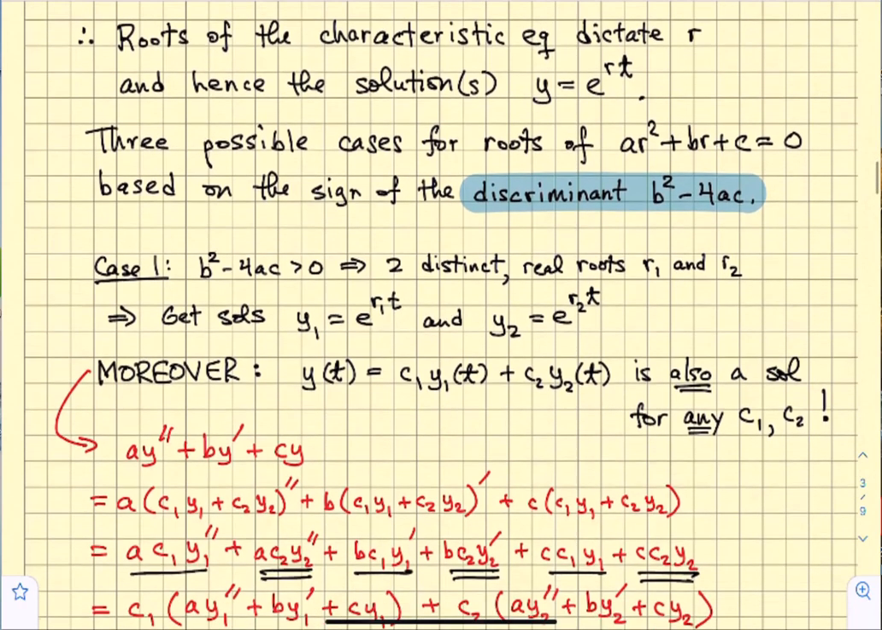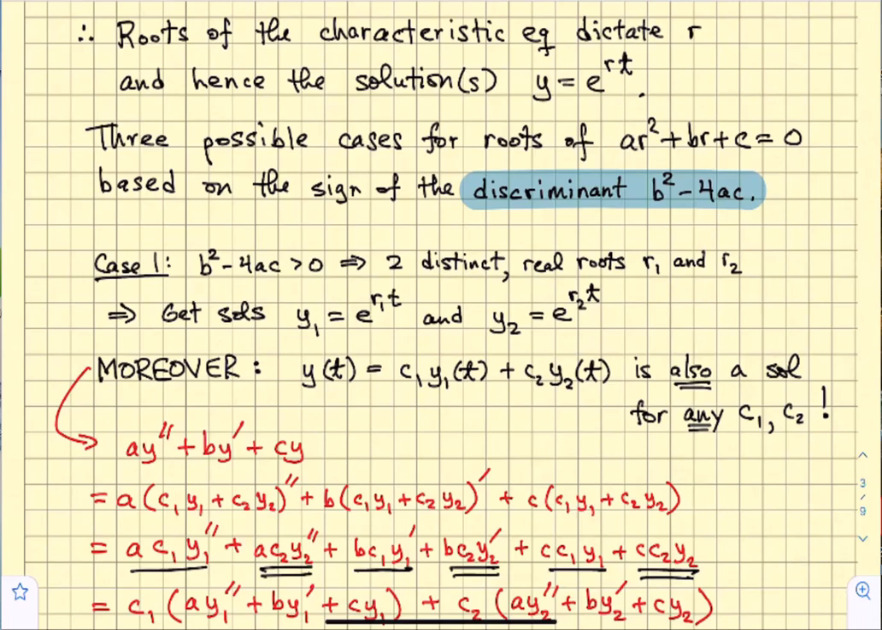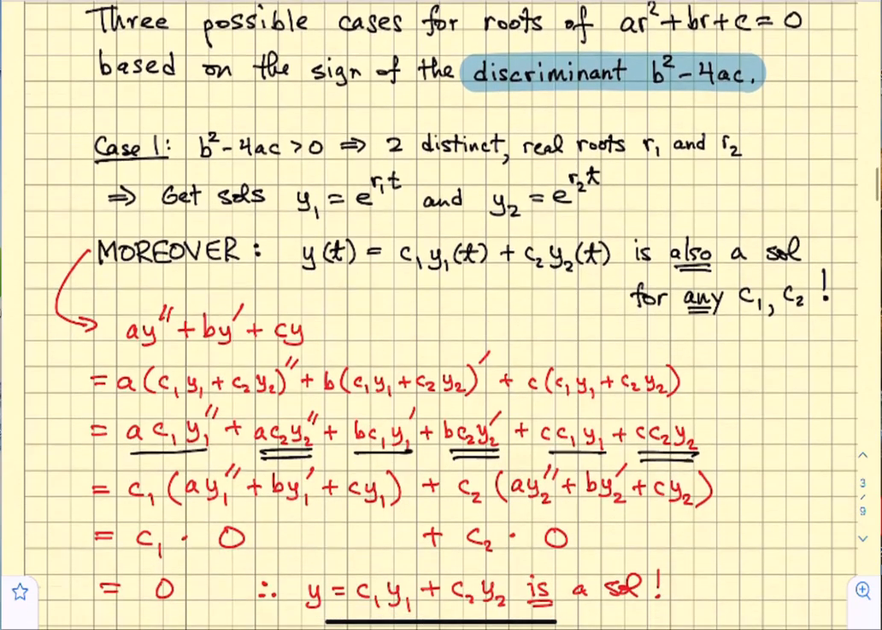So let's just make sure that you're tracking with me here. We found the roots r1 and r2 in case 1. We got two distinct real roots, and they gave us two solutions, e to the r1t and e to the r2t. So we have two bona fide solutions to our second order differential equation. But the theory says that if we take any linear combination of these two, that will again be a solution, no matter what the values of c1 and c2 are. Let me show you why that's true.